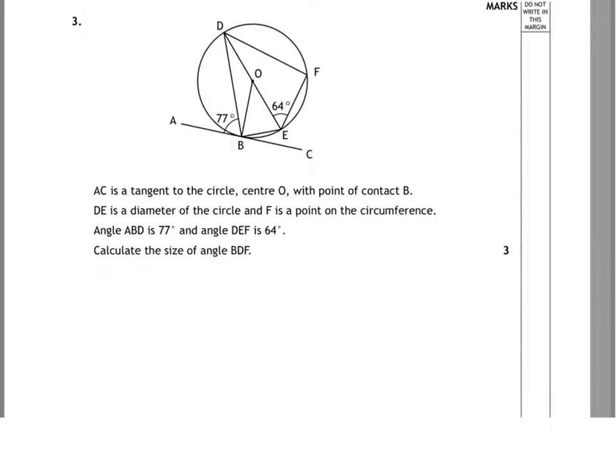Section 18, question 1. AC is a tangent to the circle with centre O with a point of contact B. DE is a diameter of the circle and F is a point that lies on the circumference of the circle. Angle ABD is 77 degrees and angle DEF is 64 degrees. Calculate the size of the angle BDF.